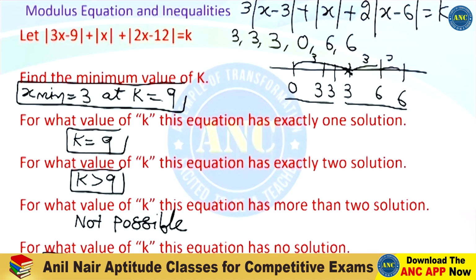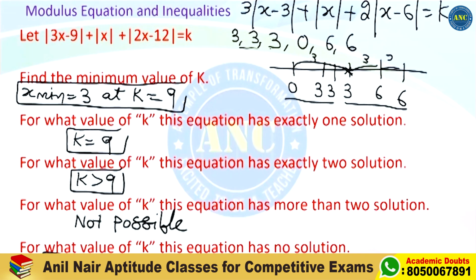I hope the idea is clear. Again I am explaining. Mod of 3x minus 9 is 3 into mod x minus 3, so 3, 3, 3, and then 0, and 6 and 6. First write them down in serial order, 0, 3, 3, 3, 6, 6, on a number line. On a number line, take the median value. There are 3 to the left and 3 to the right, so 3 less than or equivalent to x less than or equivalent to 3.